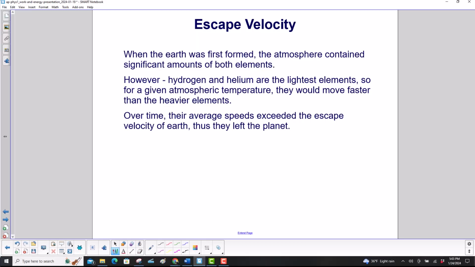When the Earth was first formed, the atmosphere contained significant amounts of both elements. However, hydrogen and helium are the lightest elements, so for a given atmospheric temperature, they would move faster than the heavier elements. Over time, their average speeds exceeded the escape velocity of Earth, thus they left the planet.